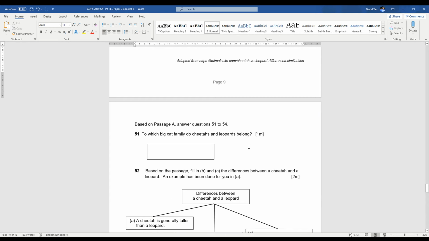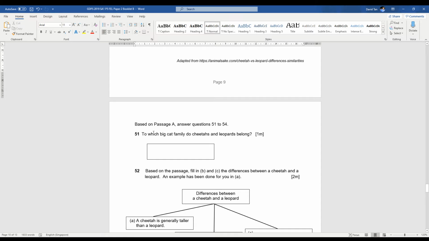Okay, remember, when we read each question, we should highlight the keywords and then we try to hunt the passage to find the specific answers. Okay, 51. To which big cat family do cheetahs and leopards belong? Now, I see a small rectangle here, which means that you do not have to write any long sentences. You just write the answer directly as fast and as precise as you can.